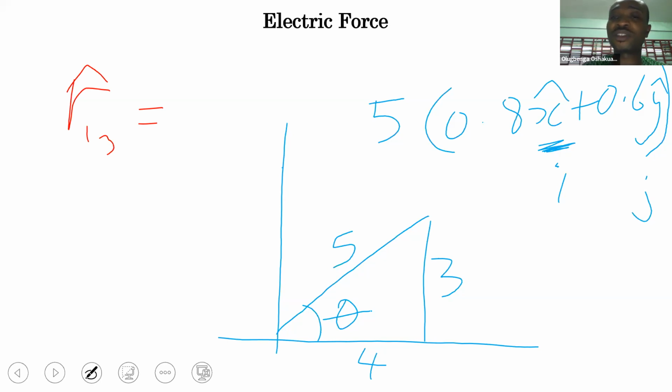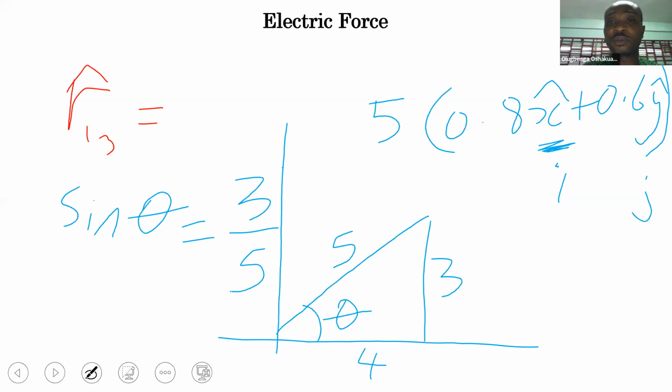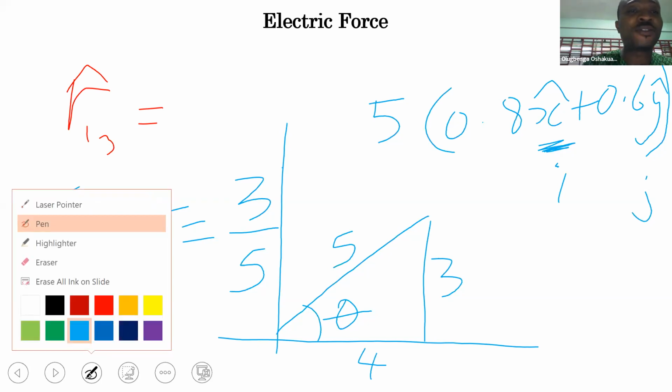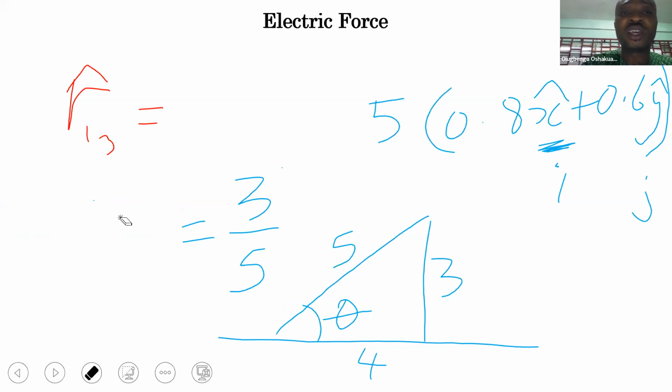So what is theta? You can get it in several ways. You can use sine theta equal to 3/5. If you decide to use cos theta, that should be 4/5, or tan theta, which is 3/4. So we should not go back to that, so that I will not be embarrassing you with basic mathematics and the likes. So let's move straight to our business.